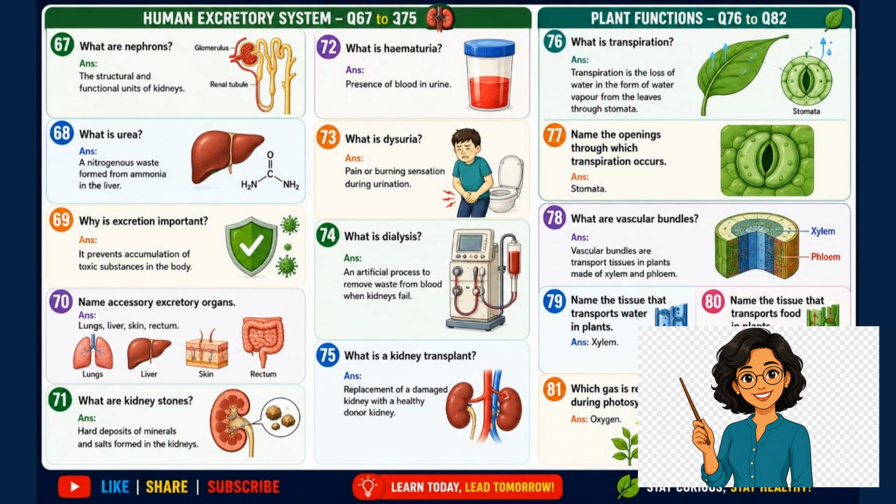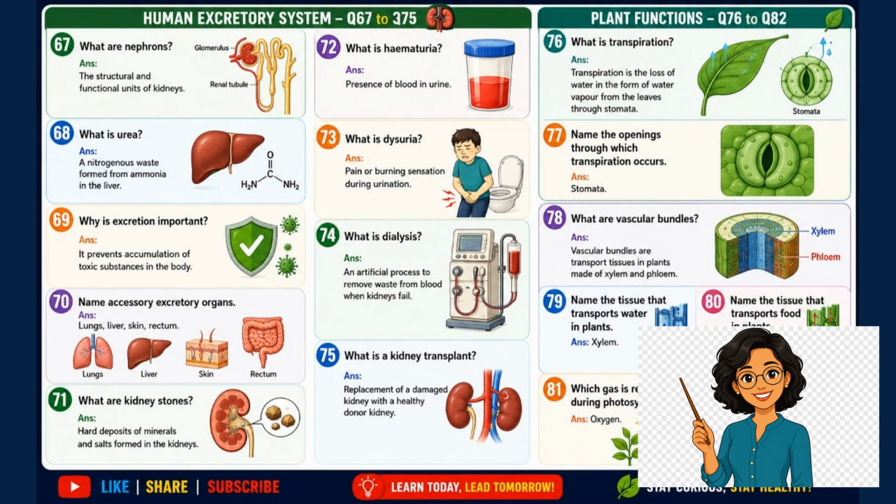Question 73. What is dysuria? The answer is, pain or burning sensation during urination. Question 74. What is dialysis? The answer is, an artificial process to remove waste from blood when kidneys fail. Question 75. What is a kidney transplant? The answer is, replacement of a damaged kidney with a healthy donor kidney.